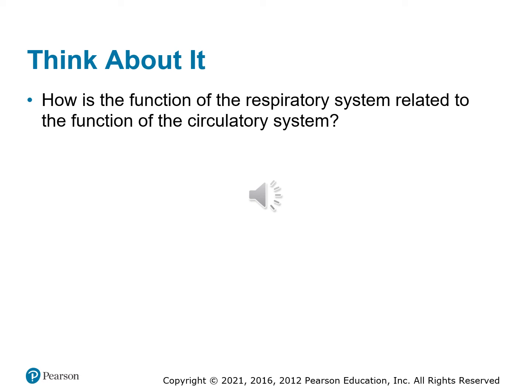So how is the function of the respiratory system related to the function of the circulatory system? Well, they really depend on each other because the respiratory system has to oxygenate the blood, and then that oxygenated blood needs to be circulated by the heart. Again, if the heart isn't able to pump and do its thing, the lungs aren't going to get the oxygen they need to continue to work properly either. So these two systems have to work together, and that's why sometimes we call it the cardiopulmonary system.